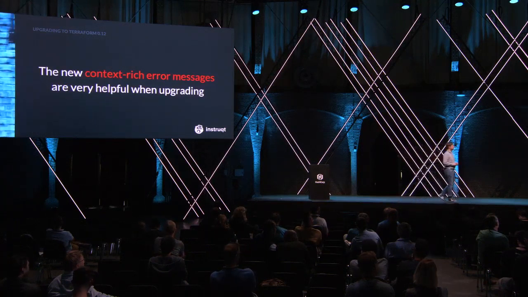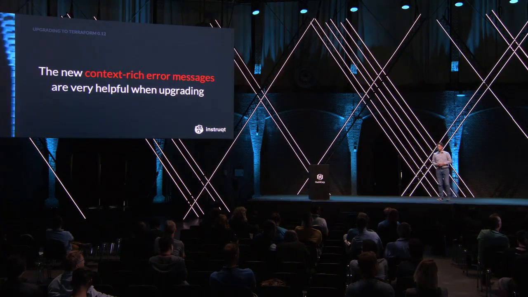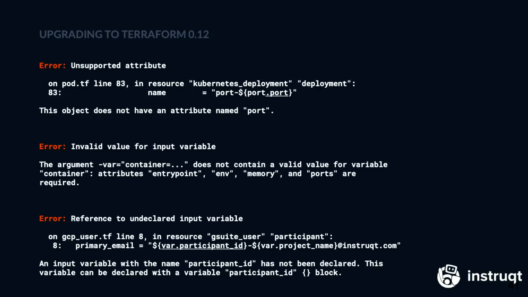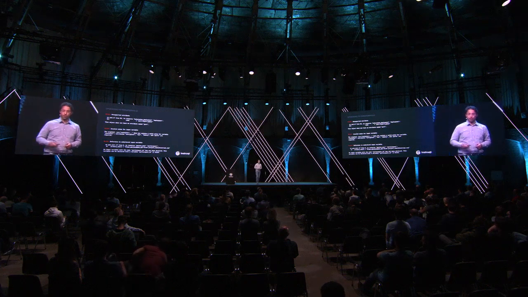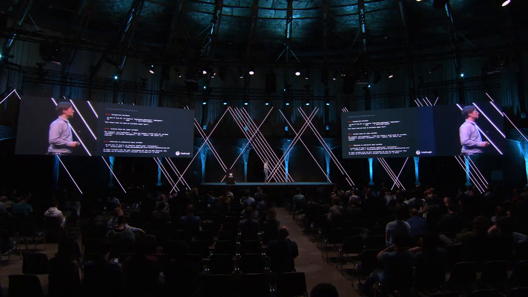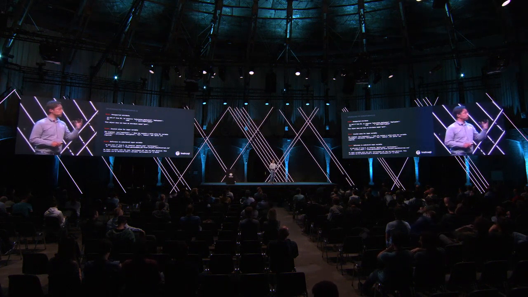What's also very useful is the context-rich error messages. I'm going to give you a couple of examples. The reason this is very helpful is that when upgrading to 0.12, you're most likely going to use the new complex types for your variables, meaning you will have a lot of variable references that are no longer valid, and Terraform can really help pinpoint those. It really says, on this line, you have this error. This really helps in testing out your module and upgrading your source code.